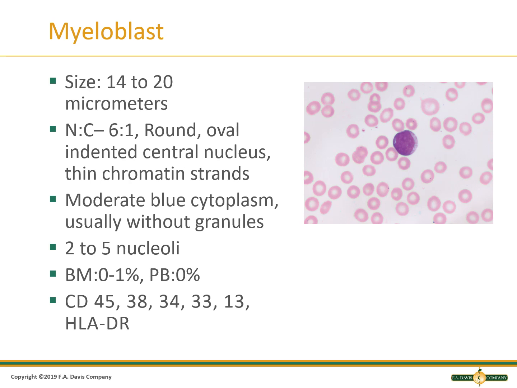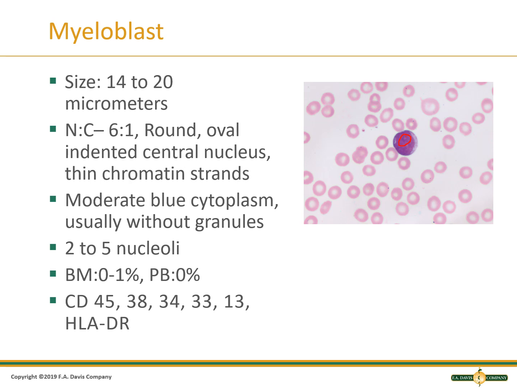You can also see that the color of the cytoplasm is moderate blue, and it's usually without any visible granules. There are 2 to 5 nucleoli. In this small image, I can see one nucleolus at about 12 o'clock at the top there. I don't know if you can see, here is the nucleolus right there.